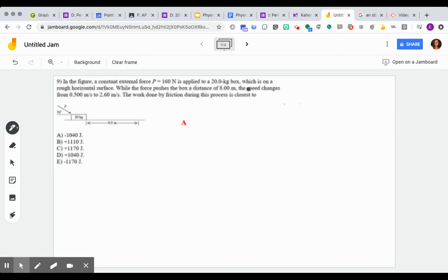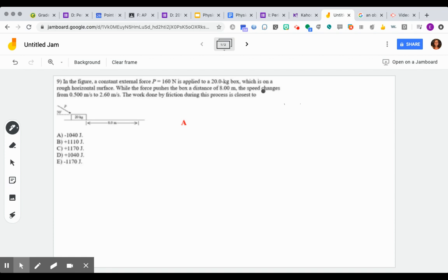While the force pushes the box a distance of 8 meters, the speed changes from 0.5 meters per second to 2.60 meters per second. So they're asking us to find the work done by friction during this process, okay? It says this is closest to. So that means that none of these will be exactly the answer. We have to figure out which one is closest.